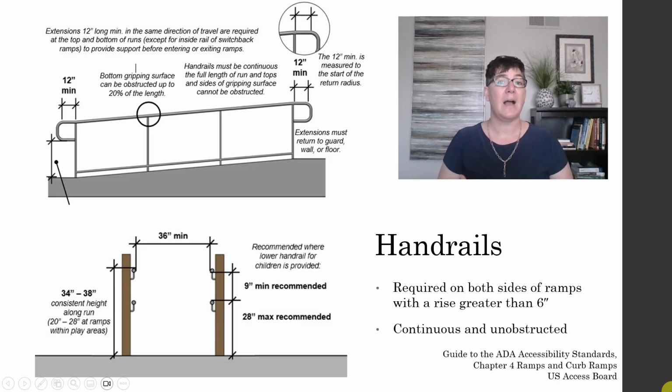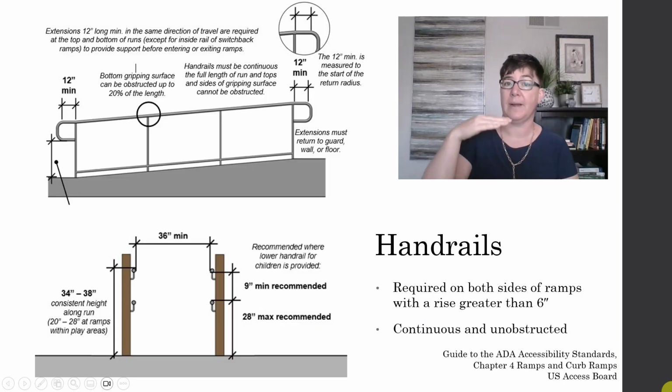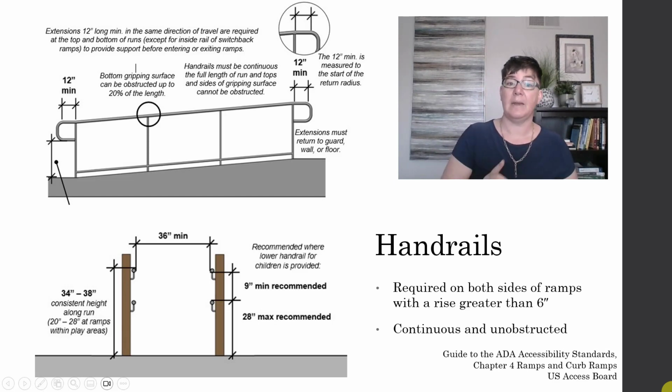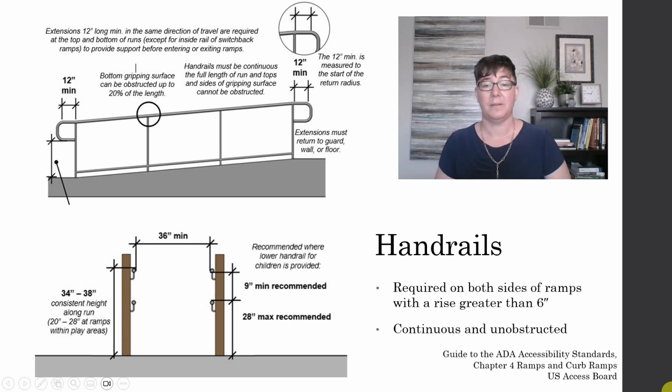Handrails: if you've got any kind of rise greater than 6 inches, you need to provide handrails on both sides. They have to be continuous and unobstructed. All of the ADA requirements for accessible ramps are pretty tricky. They're very specific. So keep this in mind and always go back to those code sections that will help you hit the exact requirements.